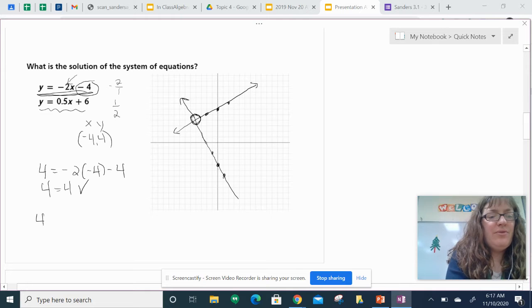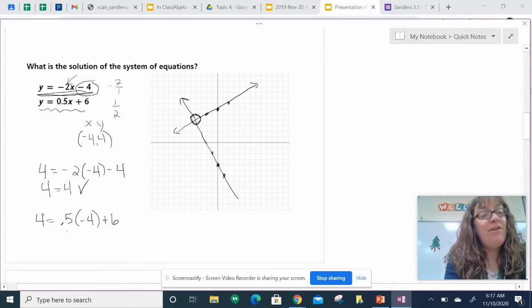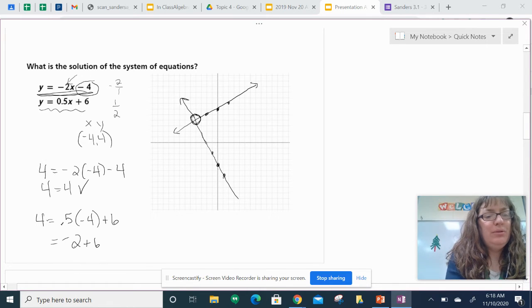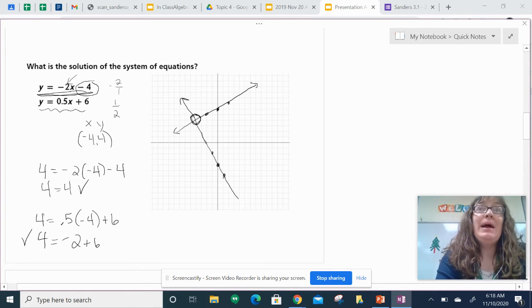And so I'm going to put the 4 in for the y and then say 0.5 times negative 4 plus 6. Multiplying half of negative 4 would be negative 2, and negative 2 plus 6 is 4. So it also checks in that one. So I can say the solution to this system is at negative 4, 4.